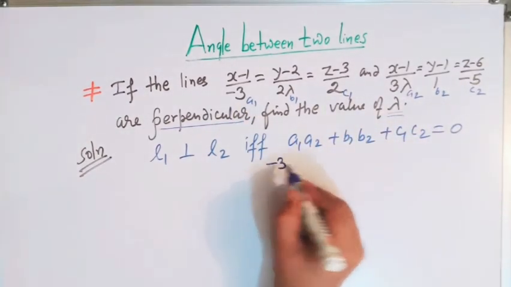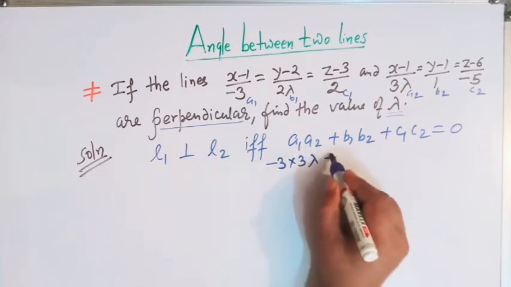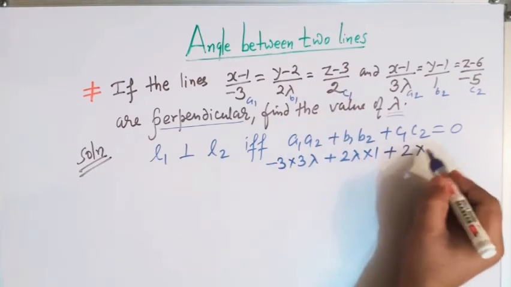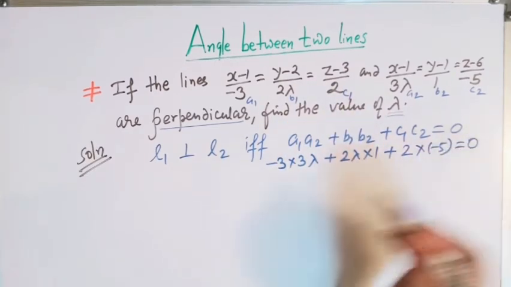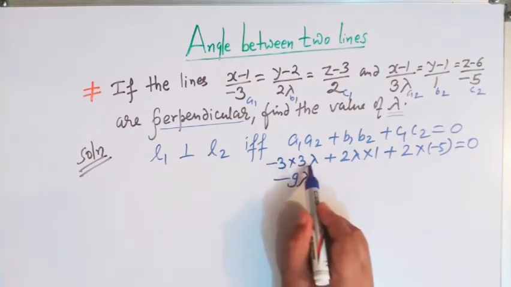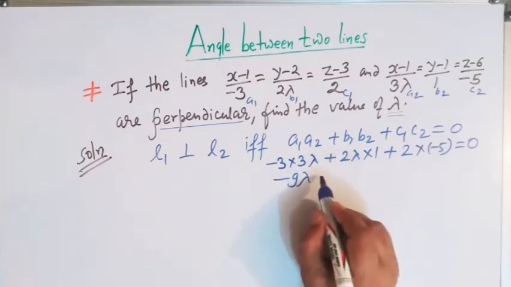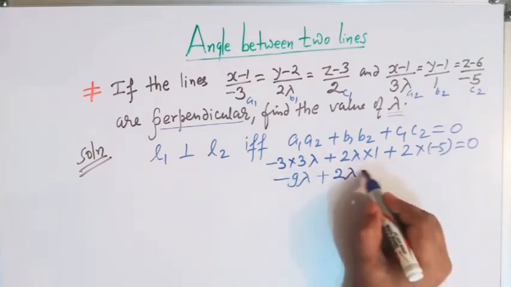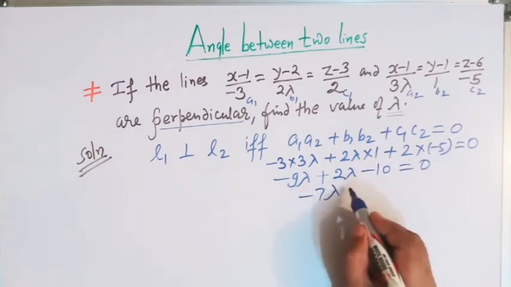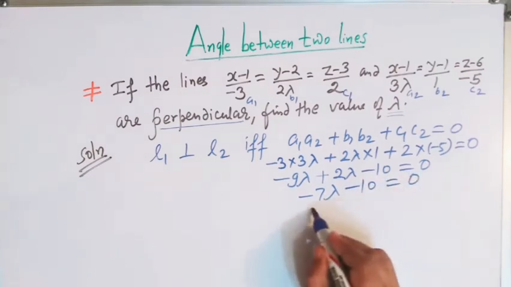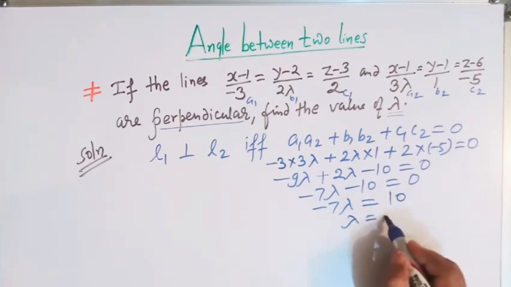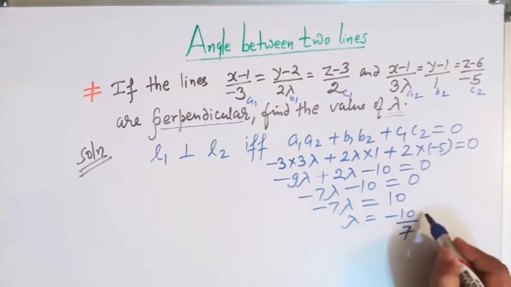So we have minus 3 times 3 lambda plus 2 lambda times 1, plus 2 times minus 5, that is equal to 0. So this is minus 9 lambda plus 2 lambda minus 10 is equal to 0. So this is minus 7 lambda minus 10 is equal to 0, and minus 7 lambda equals 10. So lambda is minus 10 divided by 7, right?